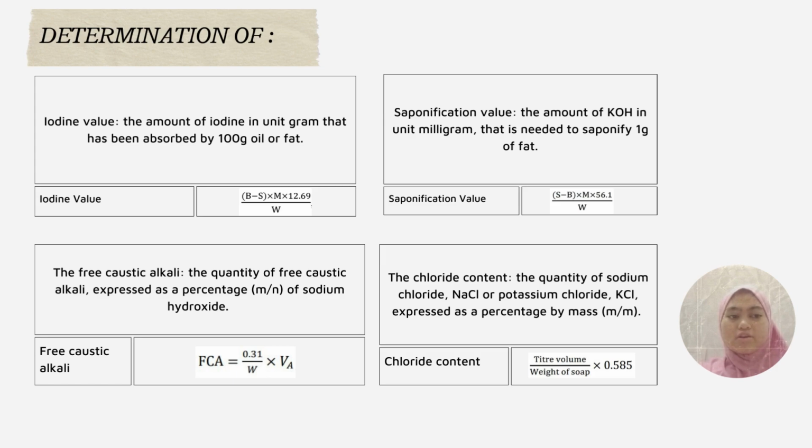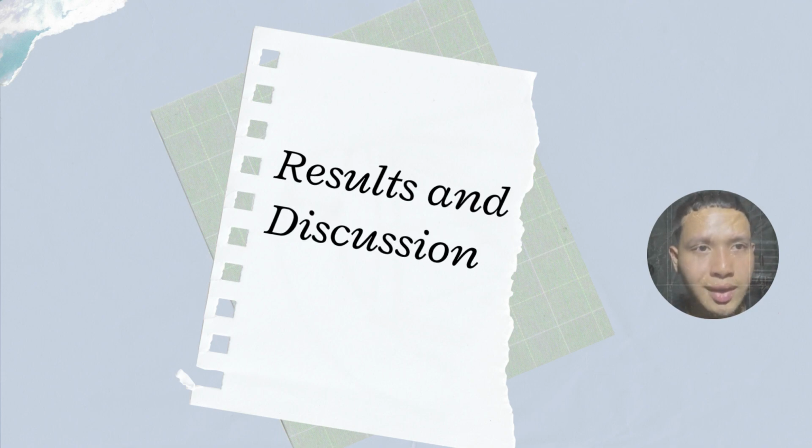Finally, chloride content. The chloride content is the quantity of sodium chloride NaCl or potassium chloride KCl expressed as a percentage by mass M over M. The formula given is liter volume over weight of soap multiplied by 0.585. So now we are approaching the section of results and discussion.